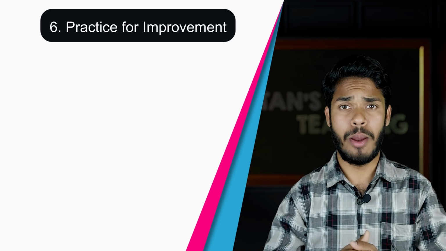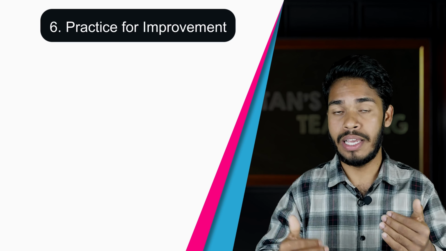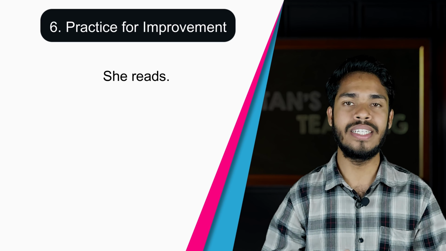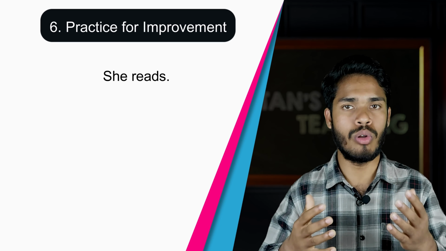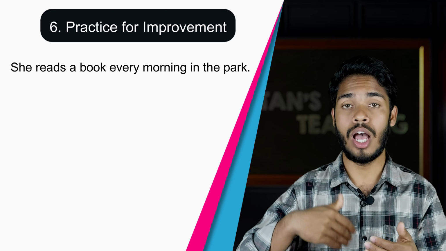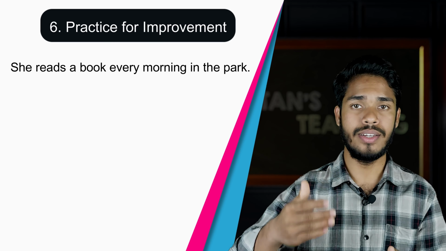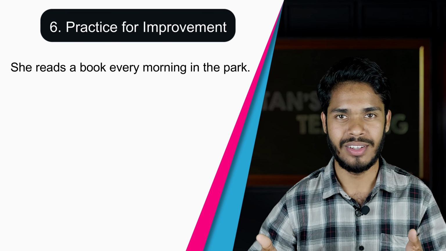Next, practice for improvement. Try making sentences using these rules. For example, she reads. It's a basic sentence. Let's make this sentence longer. She reads a book. She reads a book every morning. She reads a book every morning in the park. Sounds more informative, right? So you have to learn this and practice more and more if you want to speak like a pro, like a native English speaker.